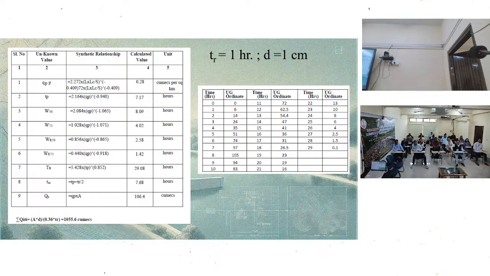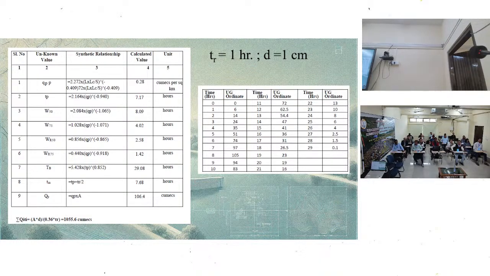Just to check whether our unit hydrograph is correct or not, you do a simple calculation, that is A into D by 0.36 TR. This is the estimated peak value of the discharge. A is the area of catchment, D is the rainfall amount in centimeter, TR is 1 hour because it's a unit hydrograph. So you plug in these values and you compute a number. For this we have computed 1055.6.